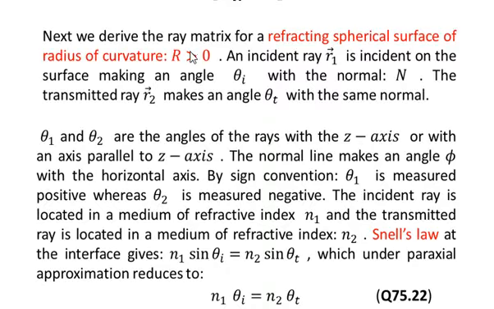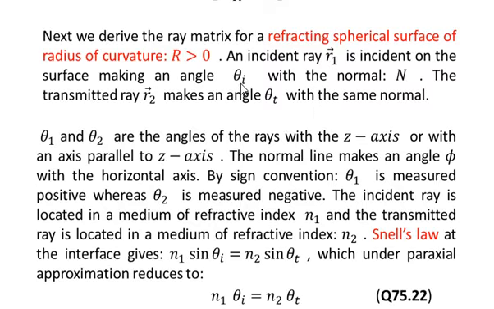Okay, next we derive the ray matrix of a refracting spherical surface of radius of curvature r greater than 0. An incident ray R1 is incident on the surface making an angle theta I with the normal n. The transmitted ray R2 makes an angle theta t with the same normal.